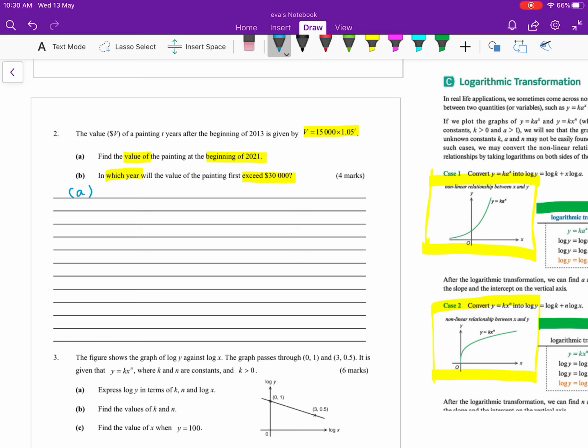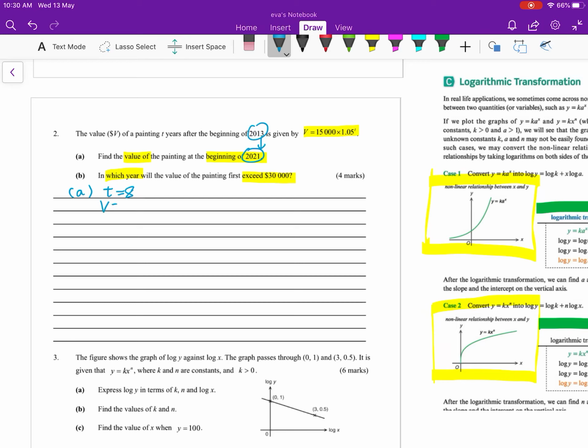Okay, the first, the year 2021. So we have to find out how many years later than 2013. That's easy. That means T equals 8.